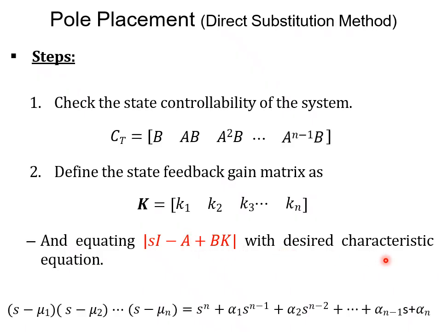The desired characteristic equation is obtained from the desired poles of the system, (s minus mu1)(s minus mu2)(s minus mu3), and equated with the determinant of sI minus A plus BK, which is s to the power n plus alpha 1 s to the power n minus 1 plus alpha 2 s to the power n minus 2 until alpha n minus 1 s plus alpha n. By equating the two equations, we get alpha 1, alpha 2, and alpha n minus 1 until alpha n.